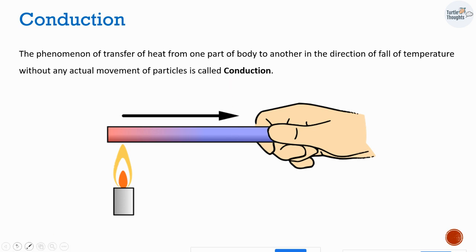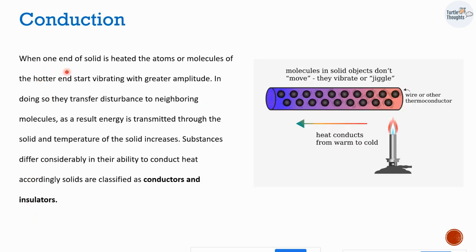Because of conduction. Next, when one end of a solid is heated, the atoms and molecules of the hotter end start vibrating with greater amplitude. So whenever I take a scale or any object and I start heating up that object, the atoms and molecules at this particular end will start vibrating due to the energy supplied in the form of heat. Due to this, they will transfer the same disturbance to neighboring molecules as well.